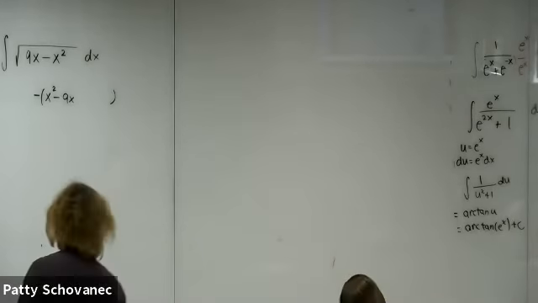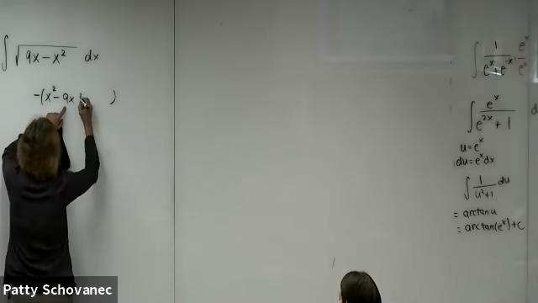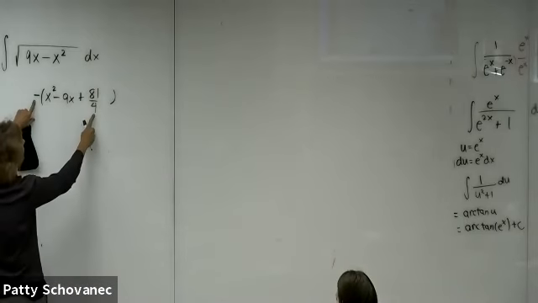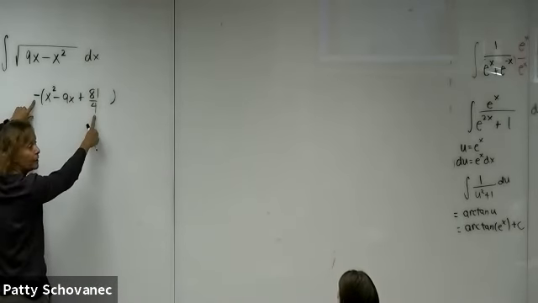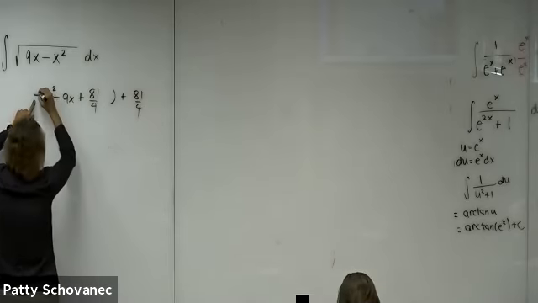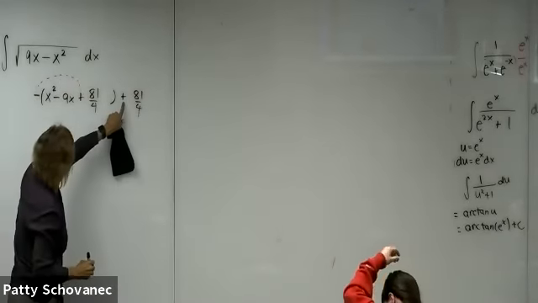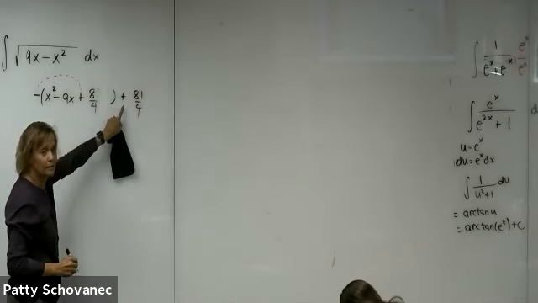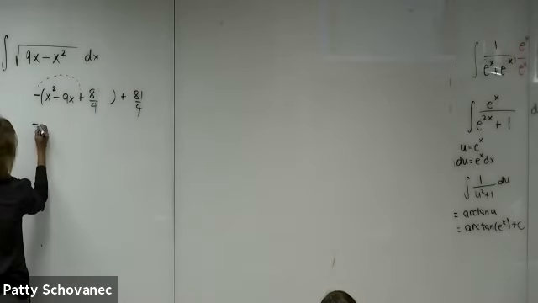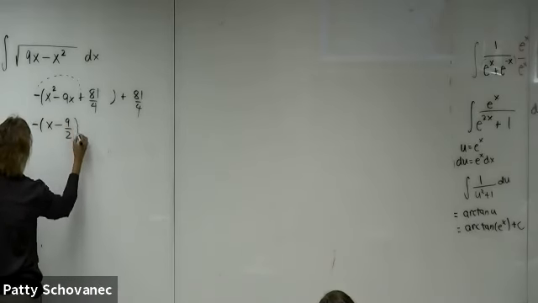Half of 9 is 9 halves. 9 halves squared is 81 over 4. Oh, I screwed that up. I actually put in a negative 81 over 4. So out here, I put in a positive 81 over 4, because this sign goes on that. So I have to do the opposite out here. And then this factors as x minus 9 halves all squared.